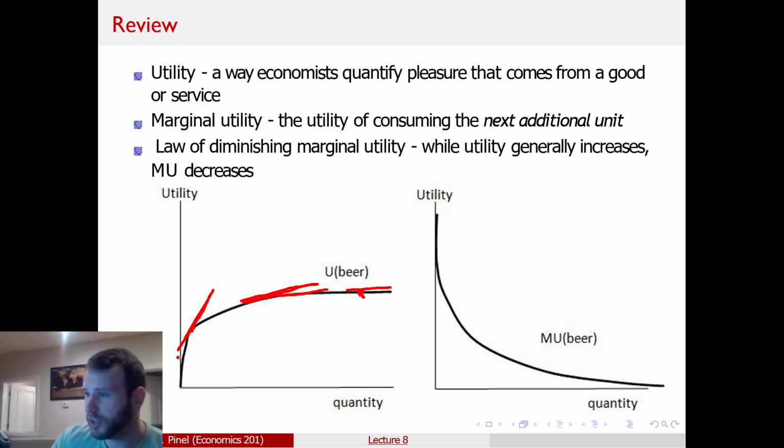For now, just know that your marginal utility is going to be the utility change going from the 0th good to the first good. Okay, the utility change going from here to here, or from the first good to the second good. What's the utility change? Okay.